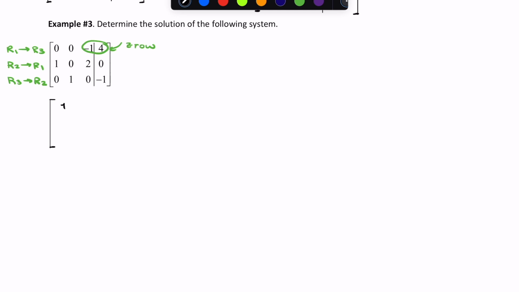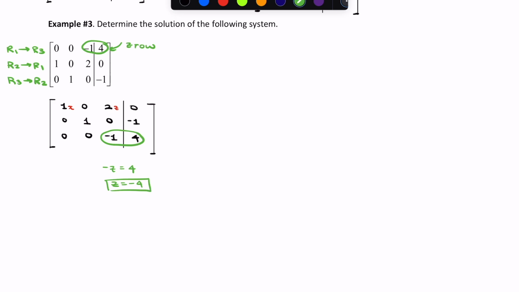we'll get 1, 0, and 0. We have 0, 1, and 0. We have 2, 0, and -1. And we have 0, -1, and 4. So we just rewrote that. Here we have our x and our z value, and our z value at the very end. What we know is that -z is equal to 4, which means that z is equal to -4.